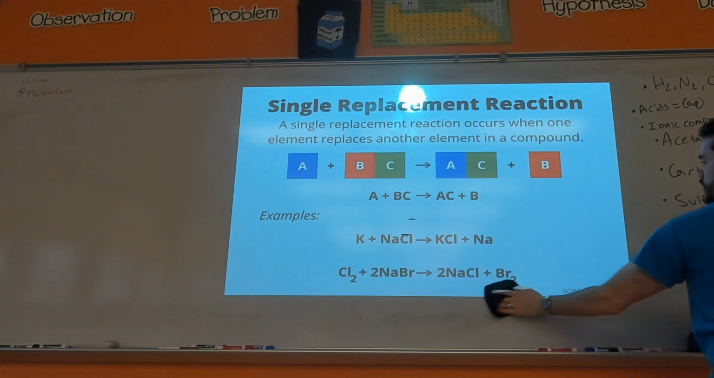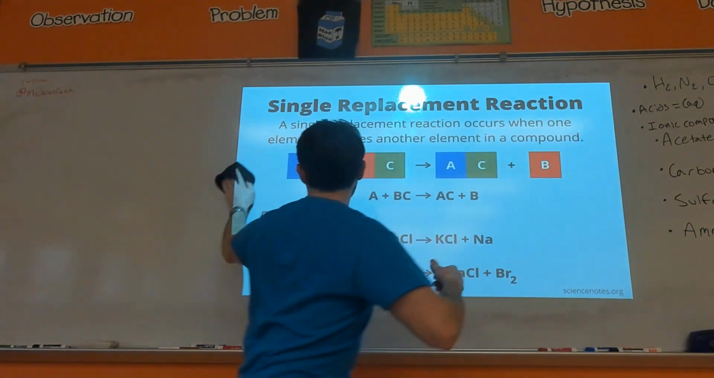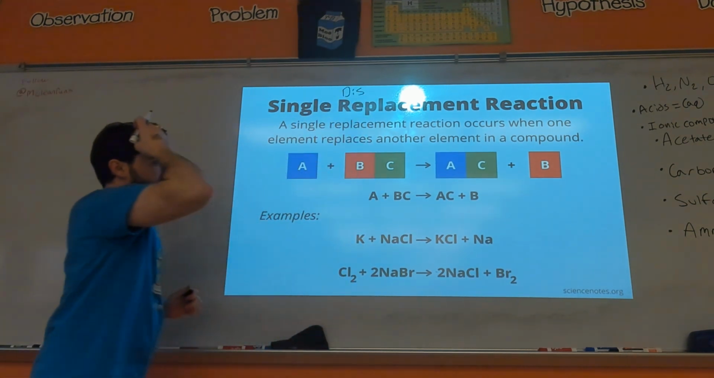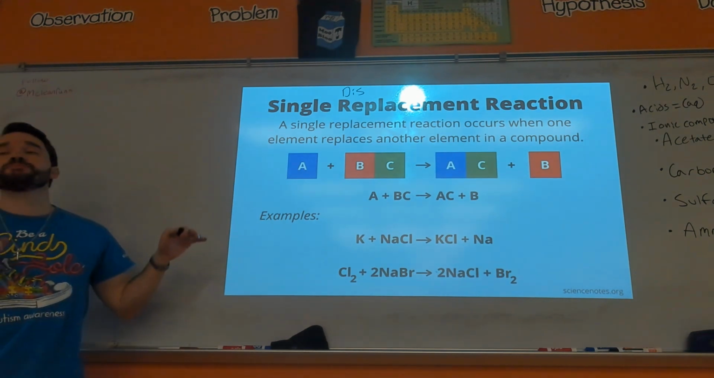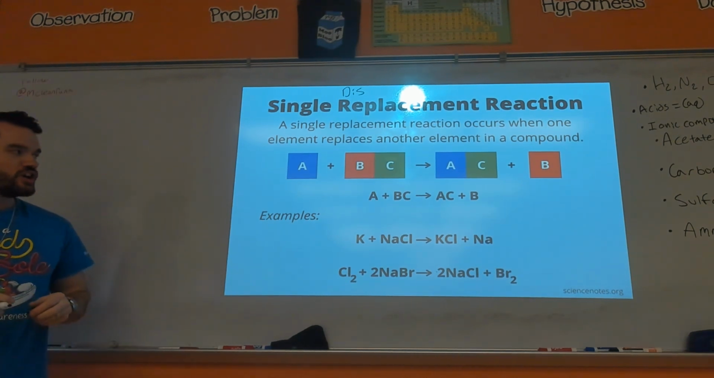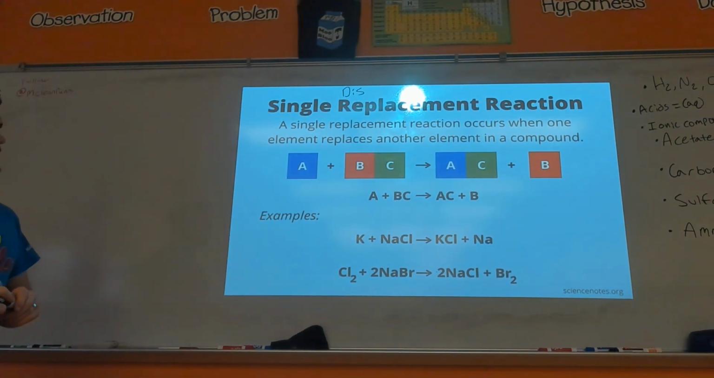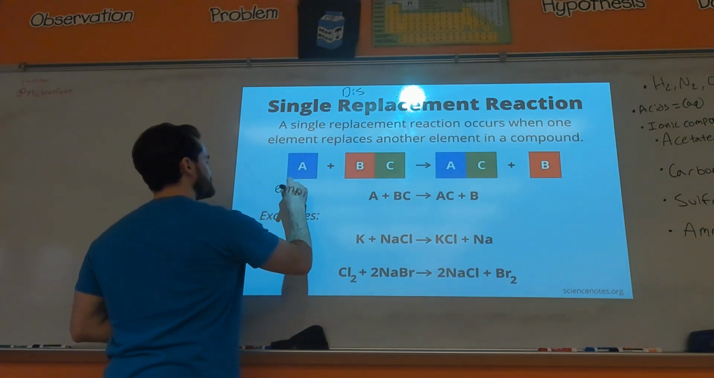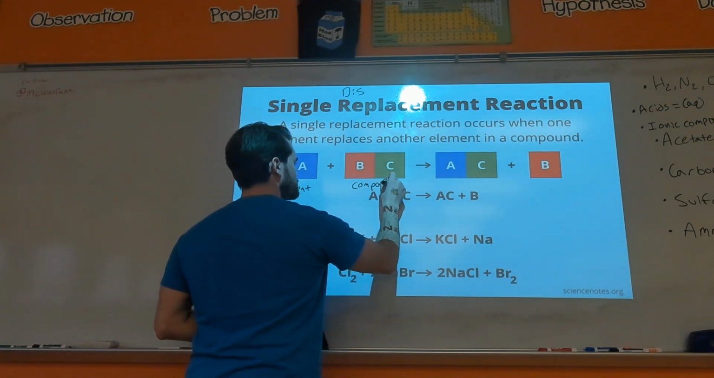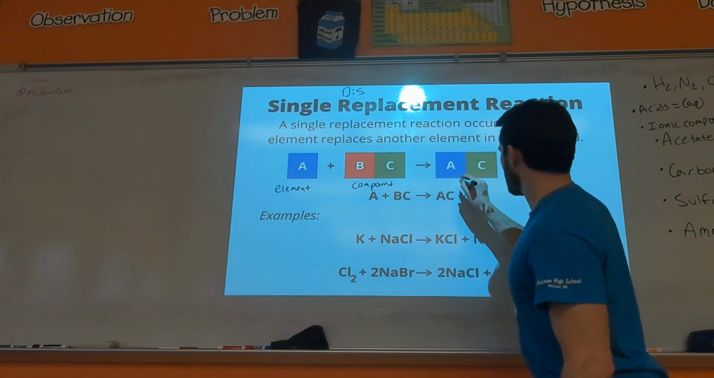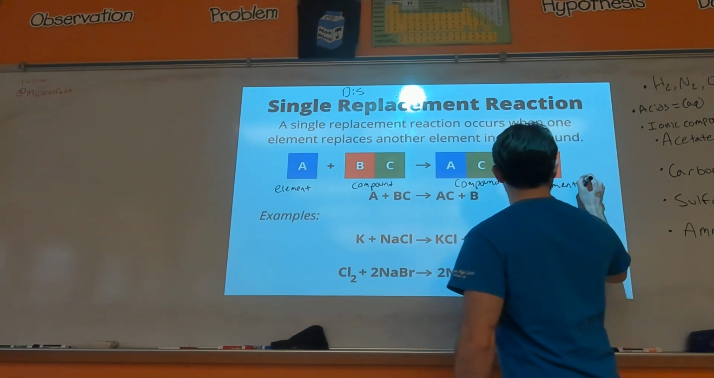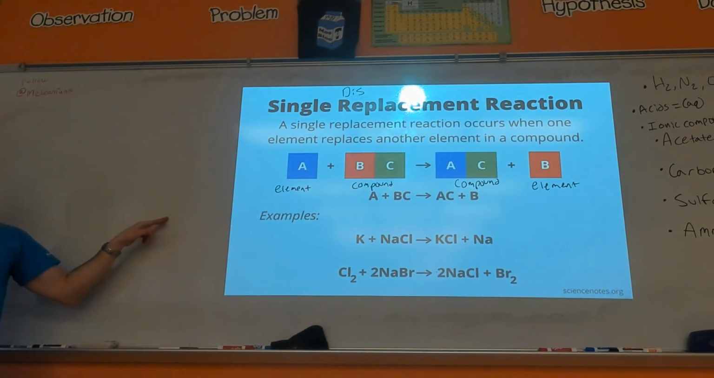All right, the last kind is called a single replacement reaction, or sometimes called a single displacement reaction. In a single displacement reaction, there's only one thing switching position. That's why it's a single replacement. Now, here's the format you'll see. If you see an element plus a compound, and then on the other side you have a compound plus an element, that's a sign it's a single replacement reaction.